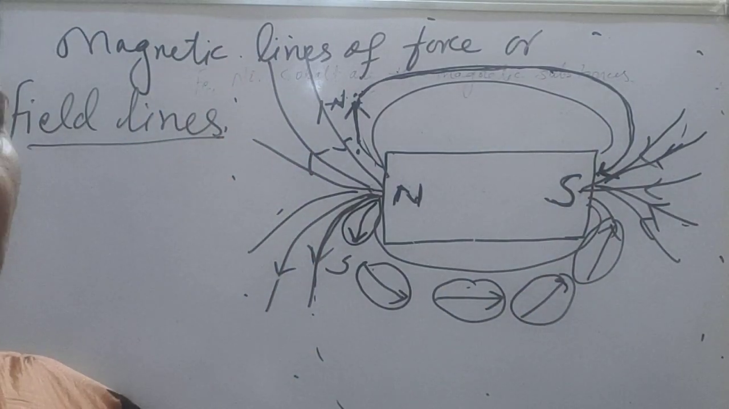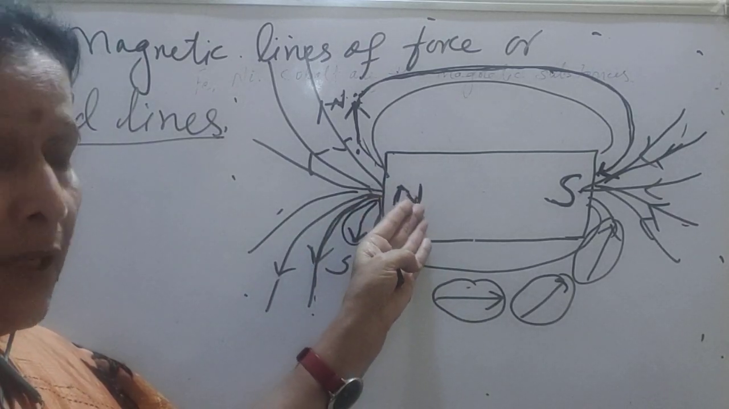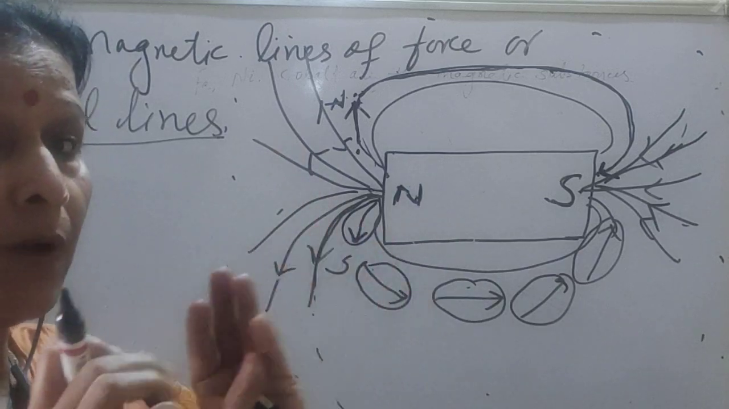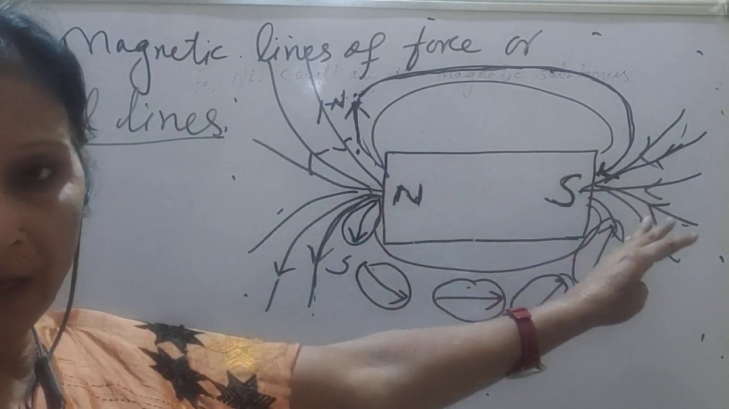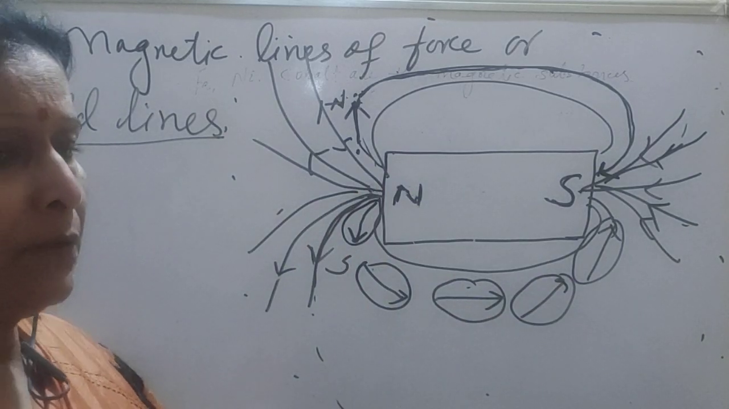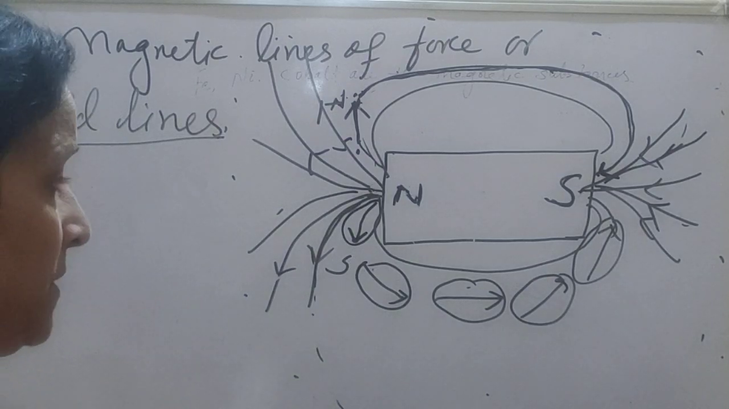We are considering the North Pole as being at higher potential. So we will show field lines emerging from the North Pole and ending at the South Pole. Is it clear, children? The diagram is given in your book also. I will show this activity again.